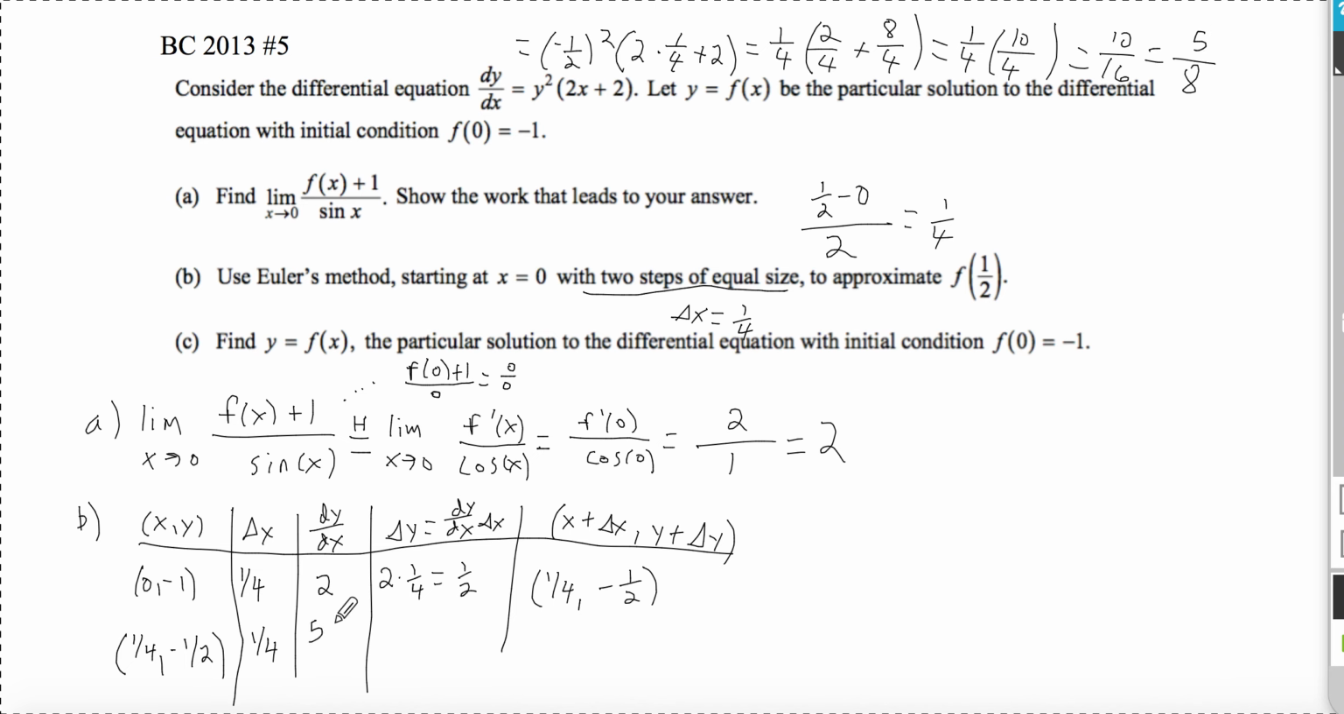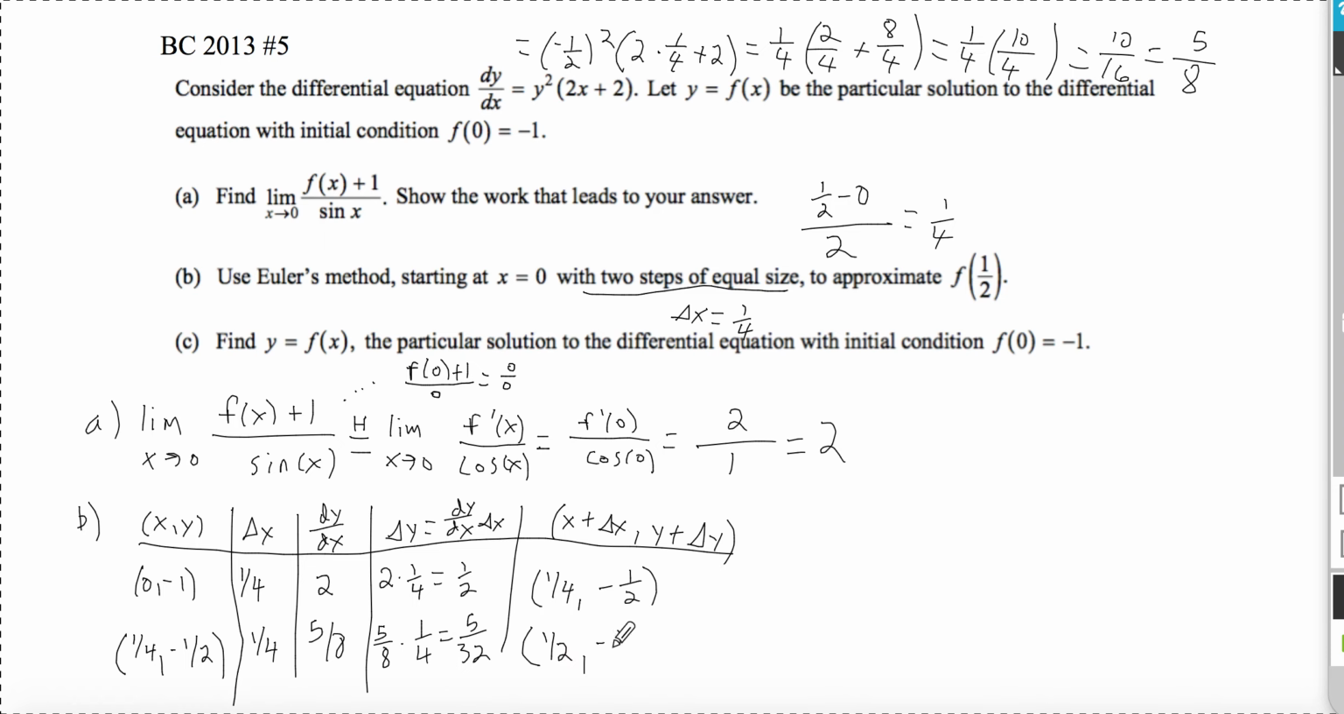It's 5/8. So what's my delta y? How much is my y going to change based off this slope and my delta x? I multiply them together. 5/8 times 1/4 will give us 5/32. So 1/4 plus my delta x, 1/4, will give me x equals half. That's where I want to end.